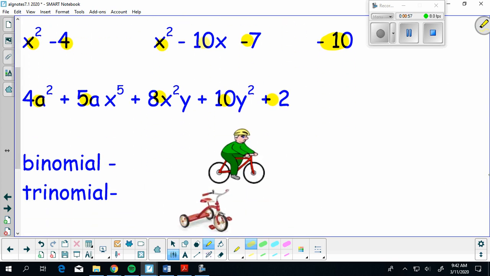Okay. Polynomials that have two terms have a special name of binomial. Just like a bicycle has two wheels, binomial has two terms. And trinomial has three terms, just like a tricycle has three wheels.